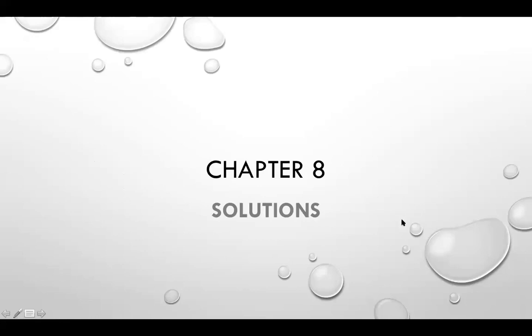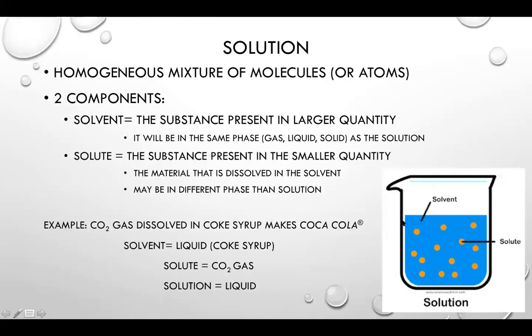Okay, so Chapter 8 is all about solutions. In Chapter 1, we talked about different types of mixtures. We can have homogeneous mixtures of molecules or atoms. These are mixtures where you cannot tell the individual components of the mixture from each other, or you can have a heterogeneous mixture where you can pick out the individual components of the mixture. A solution for our purposes is going to be a homogeneous mixture of molecules or atoms.